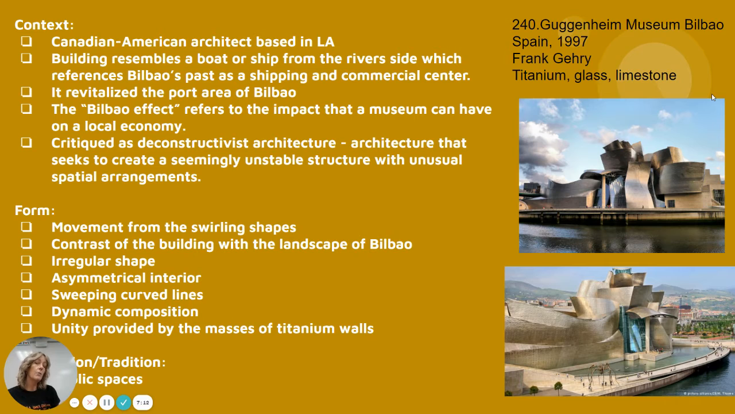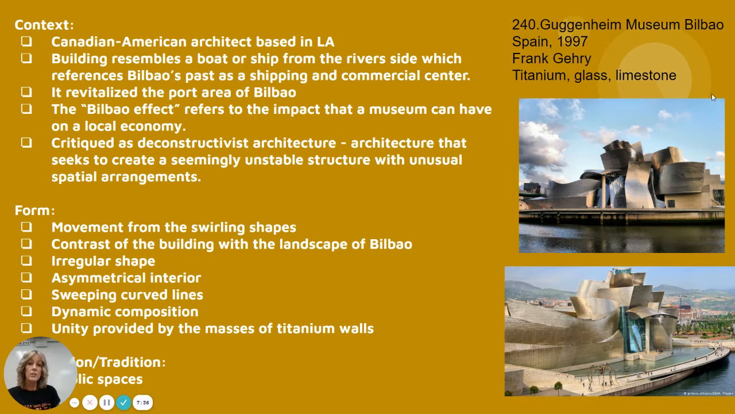So there are a few Guggenheim museums. There is one in California. So I think it's really important that you make that distinction. So this one is the Bilbao. It's located in Spain. It was constructed in 1997. The architect is Frank Gehry, who did the other Guggenheim museums as well.